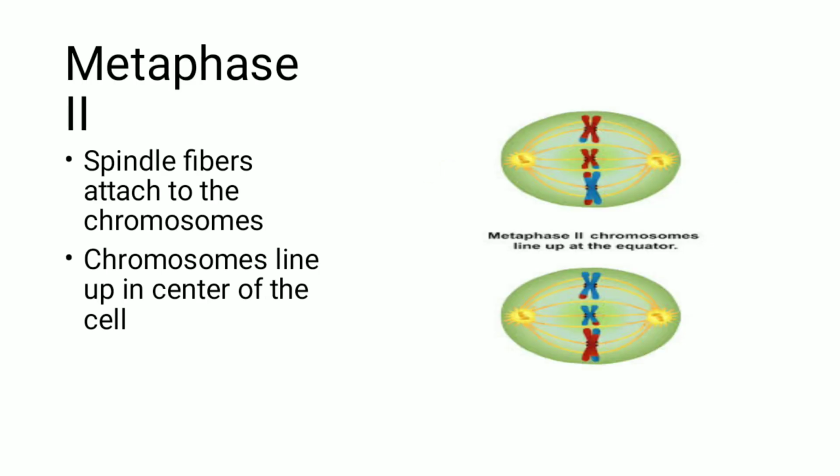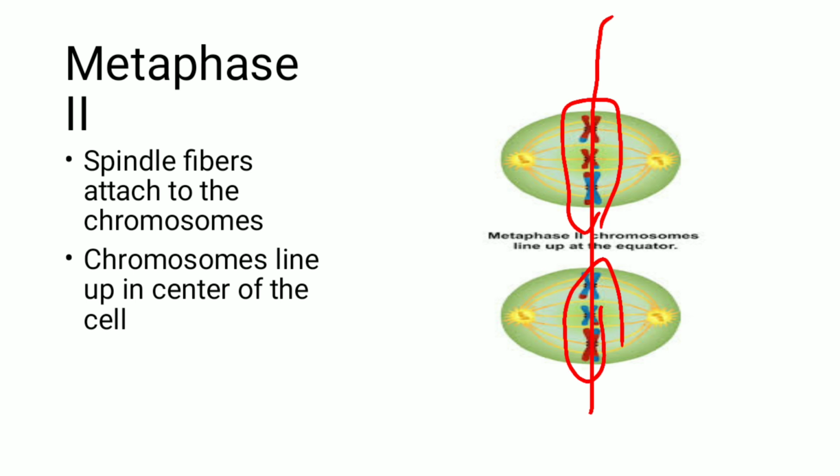Then the metaphase 2. Spindle fibers attach to the chromosomes. Chromosomes line up in the center of the cell. These are the chromosomes here that are being aligned in the metaphase plate or in the equator.